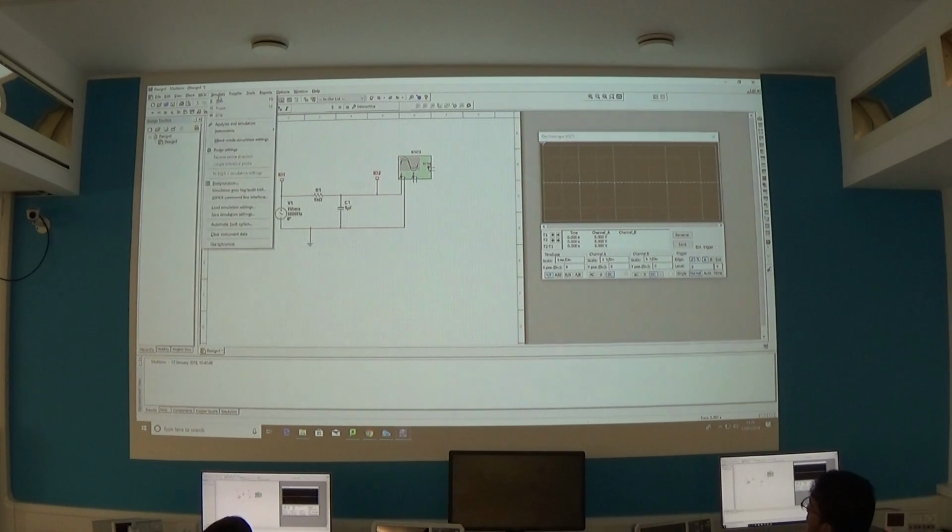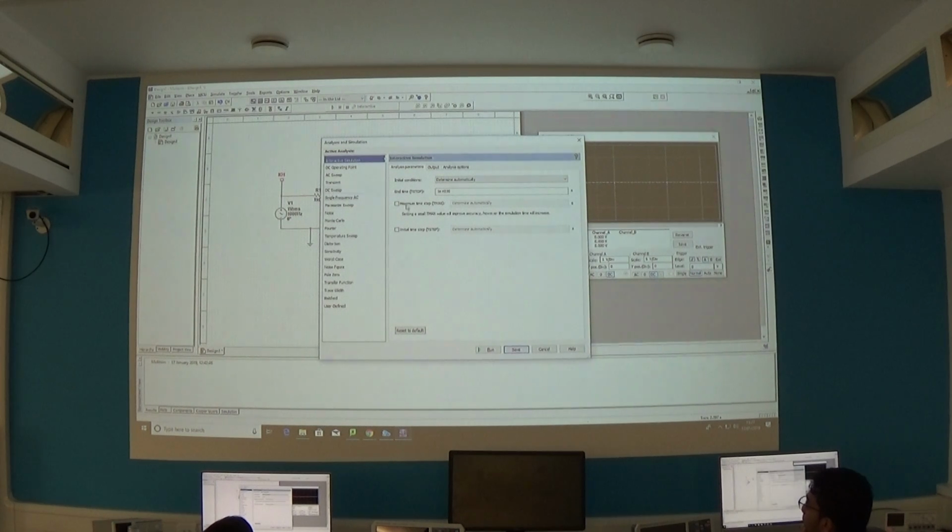So go to Simulate, and below that it says Analyses and Simulation. I'm going to click on Analysis and Simulation, and you'll notice down the side there are an enormous number of options: DC operating point, AC sweep, transient, DC sweep, single frequency AC, and so on. The ones that are probably most relevant to you are DC, although we're not going to do any DC simulations in here, AC and transient.